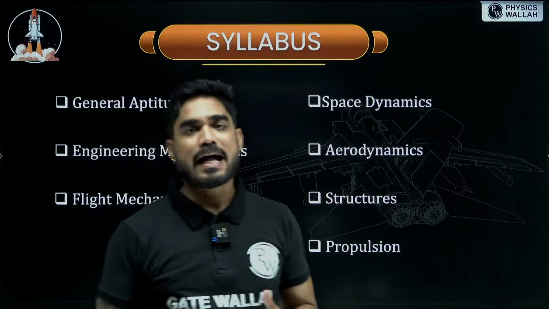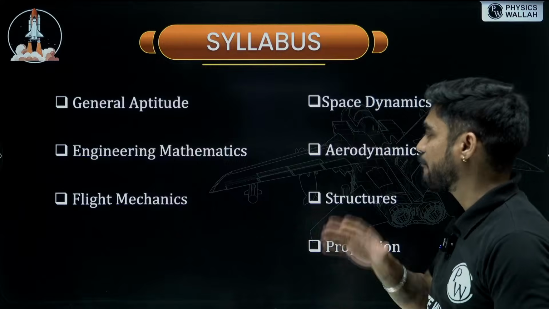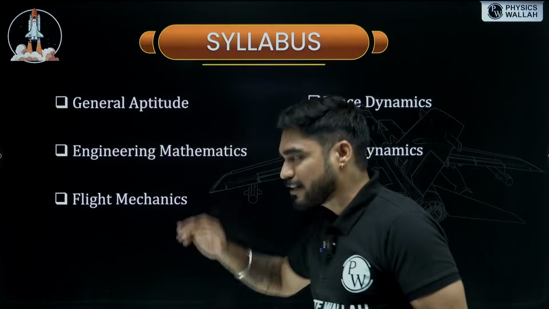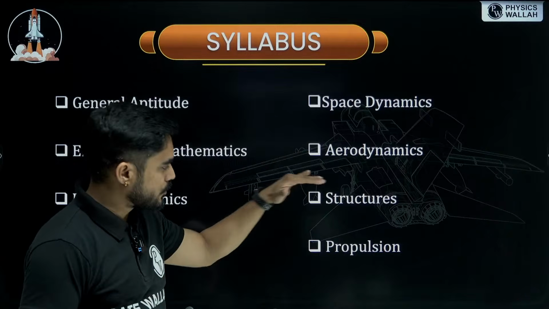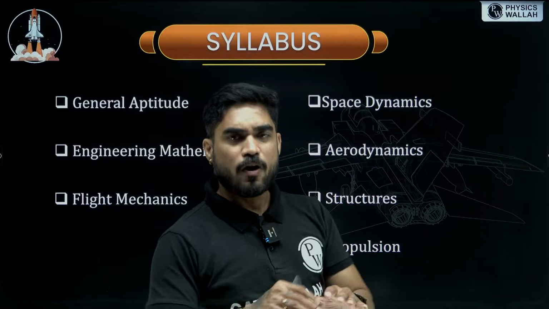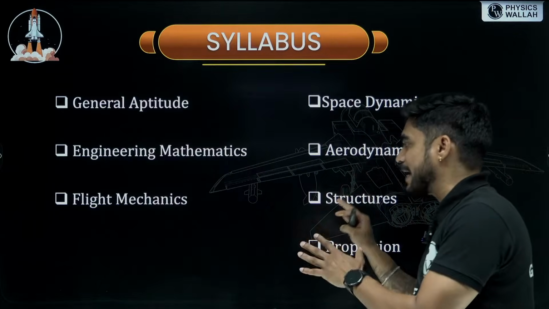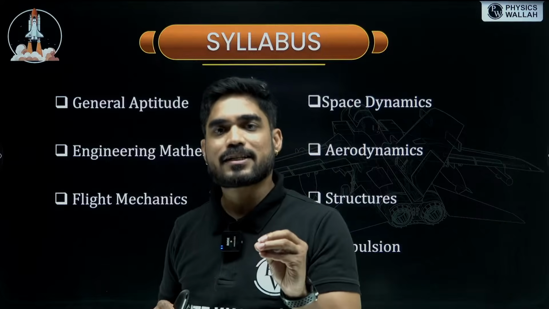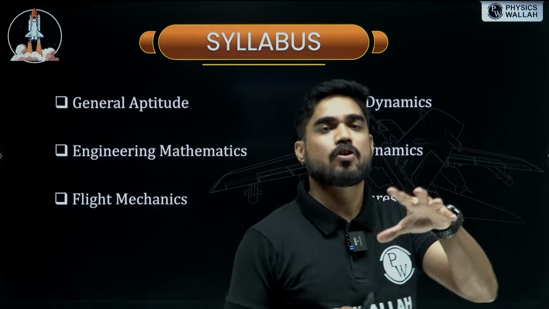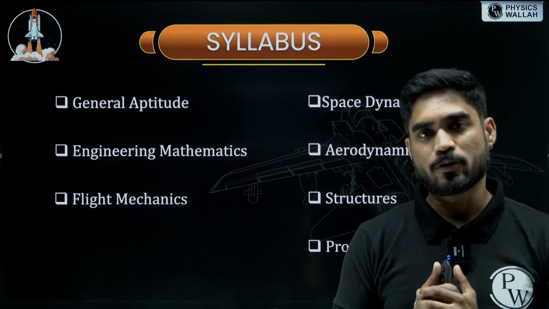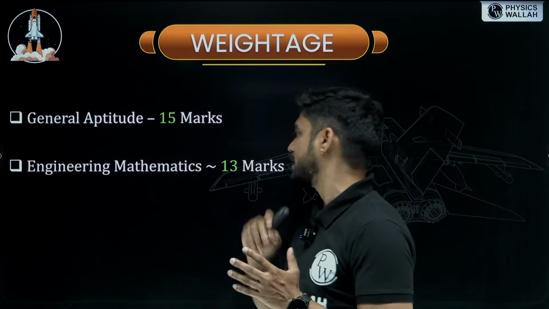But apart from that, if you look at the core topics of aerospace engineering, they can be divided in 5 sections: flight mechanics, space dynamics, aerodynamics, structures and propulsion. So all the core subjects of aerospace engineering are divided in these 5 sections. Now which section contains which topics and what is the weightage of that section, that we are going to talk about. Okay, first let's understand the weightage of general aptitude and engineering mathematics.